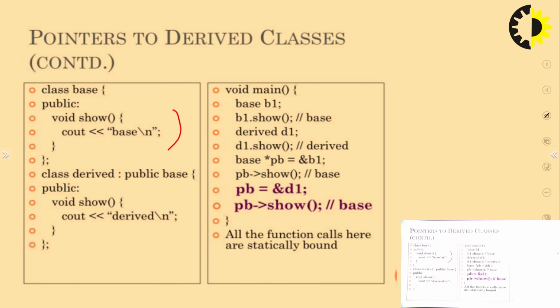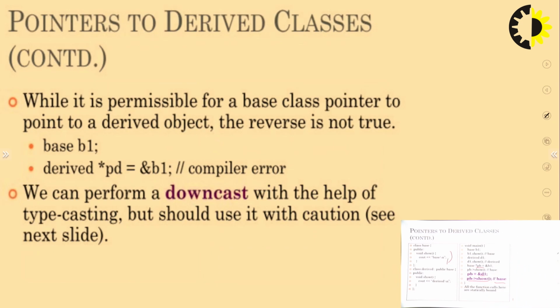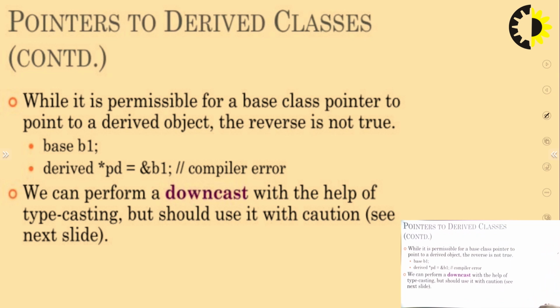So pb dot so: we are giving the address of d1, and pb is basically a base class pointer. Here we could give the address of the derived object, and if we make use of this pb and call the so function, it will give only the base version, not the derived one. So all the function calls here are statically bound. While it is permissible for a base class pointer to point to a derived object, the reverse is not true, right? We can perform a downcast with the help of typecasting, but should use it with caution.